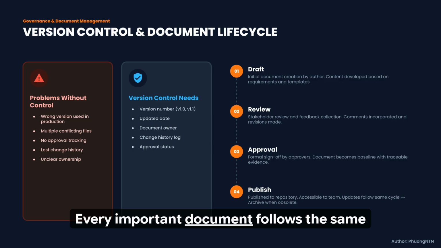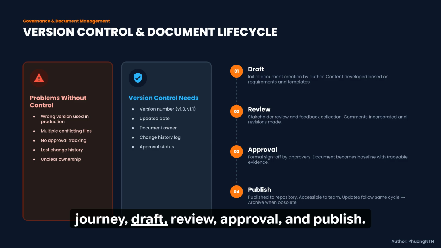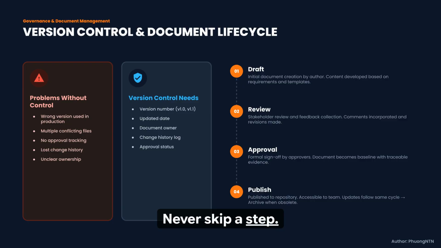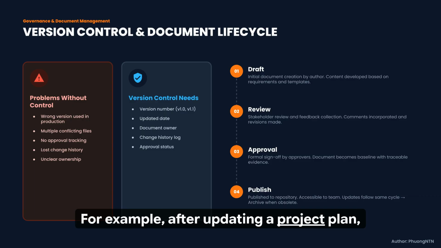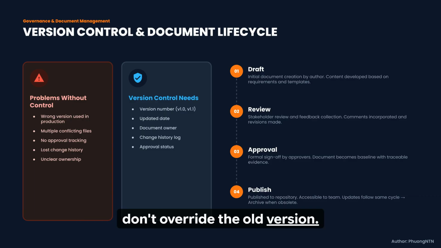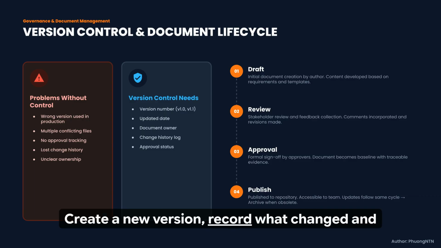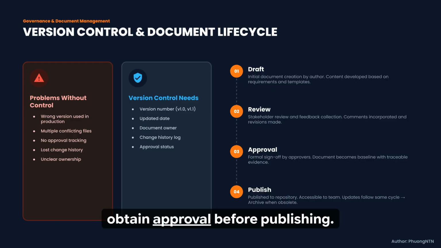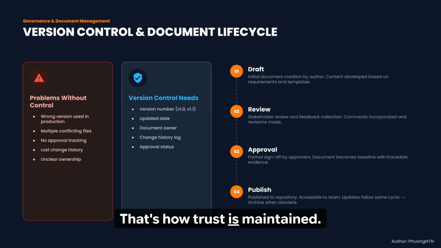Every important document follows the same journey: draft, review, approval, and publish. Never skip a step. For example, after updating a project plan, don't overwrite the old version. Create a new version, record what changed, and obtain approval before publishing. That's how trust is maintained.